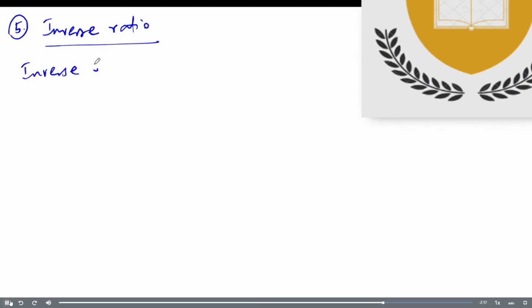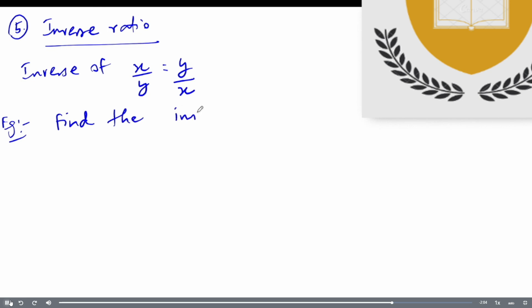Let us move on to the next ratio, the inverse ratio. Now, inverse of x by y is equal to y by x. Let's take one example. Find the inverse of 10 by 9. It is 9 by 10.